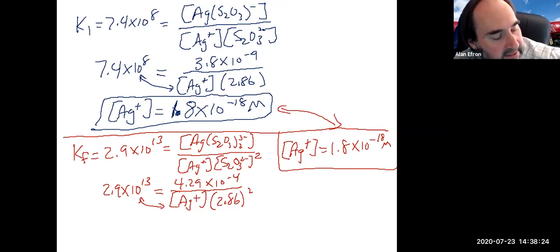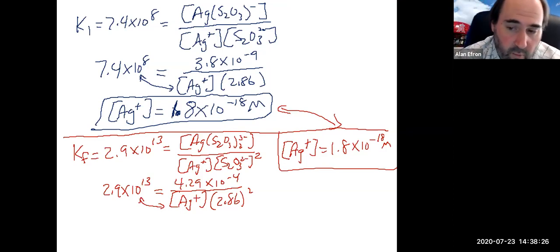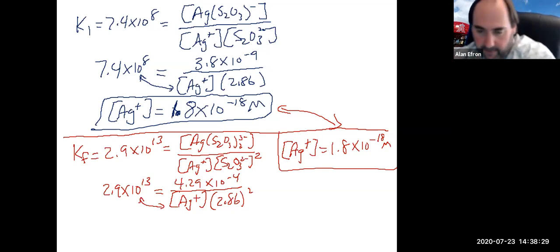So this problem does demonstrate a couple of things. If you want, you can use the stepwise fashion.